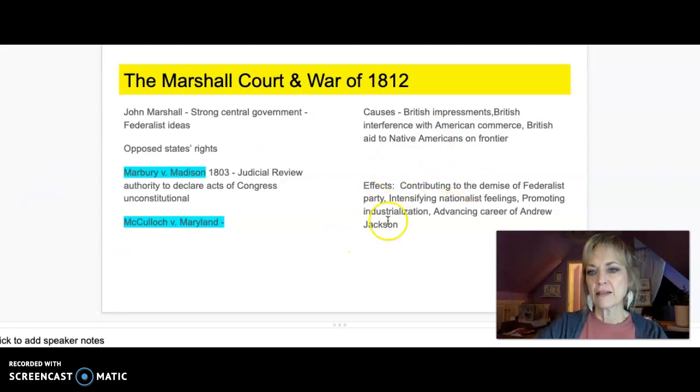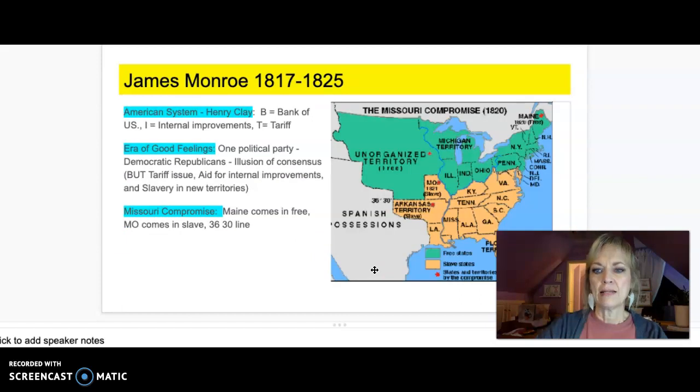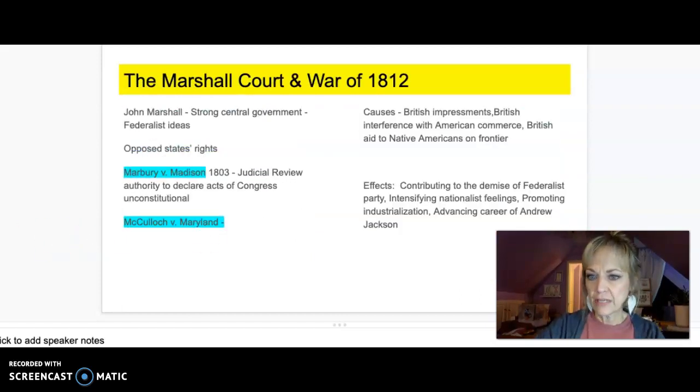So the effects are going to be the further demise of the Federalist Party, a rise in nationalist feelings, and a promotion of industrialization. Also, Andrew Jackson makes his career in that war, the Battle of New Orleans, and so he comes onto the scene.